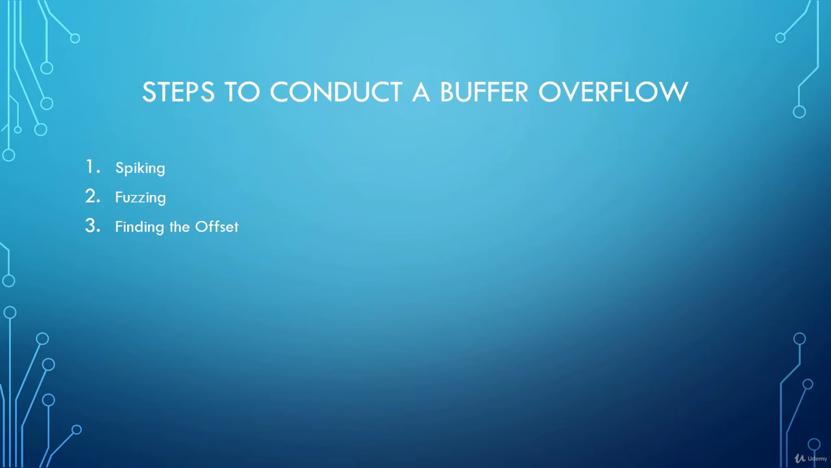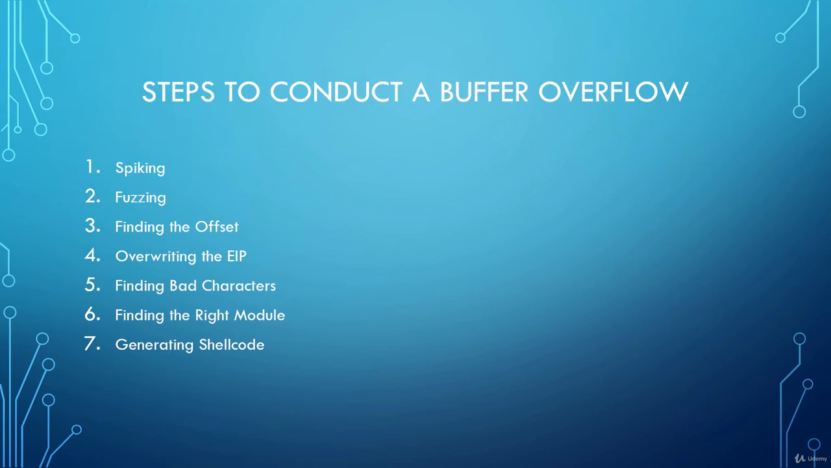So we want to find something called the offset, and we use that offset to overwrite the EIP, that pointer address that we were talking about. Once we have the EIP controlled, we need to do a few housecleaning things. One is called finding bad characters. The other is called finding the right module. This doesn't need to make sense right now.